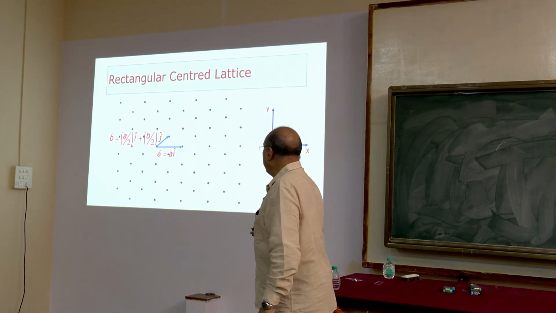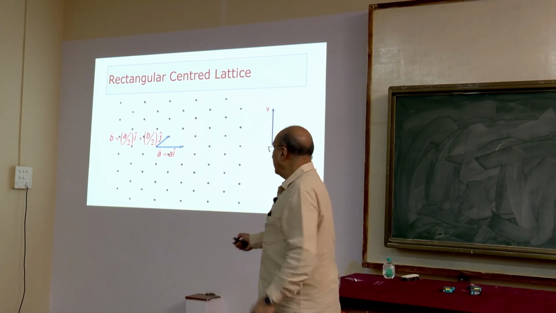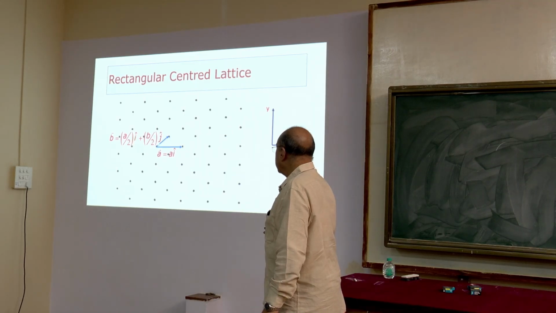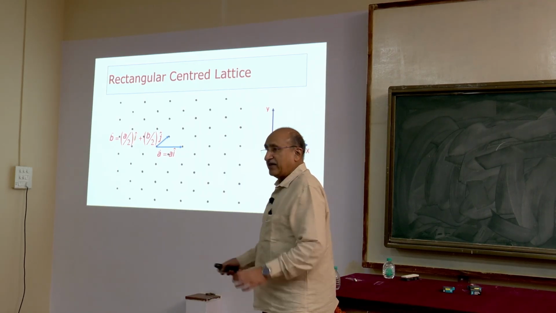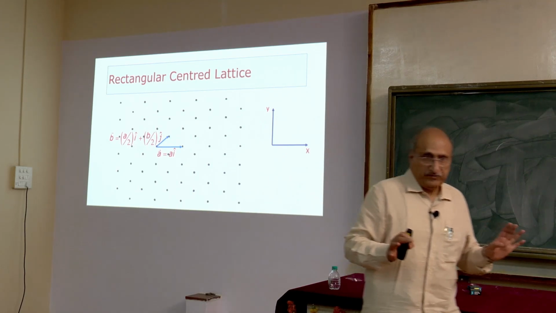This is one set of vectors. Because it's two dimensional, I have to have only two vectors. A is equal to a i and b is equal to a by 2 i plus b by 2 j, which is this vector. A linear combination of these two vectors will generate the entire lattice. This you can verify yourself.